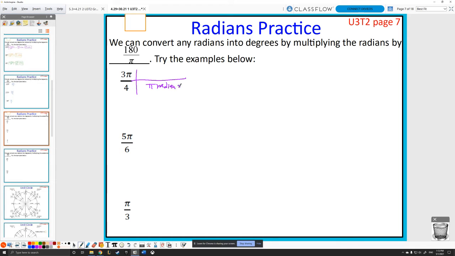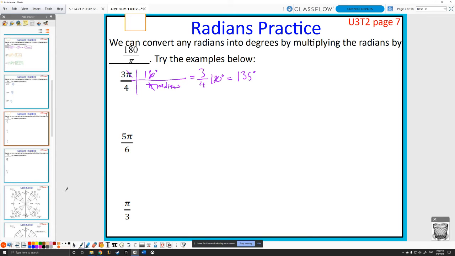Now, they didn't write radians here, but the pi tells us. So the pi will cancel out, and that's another reason why we want to leave the pi in there as much as possible, because it will cancel out. When we convert to degrees, it's a nice conversion. So what I'm doing is taking 3/4 of 180 degrees, which is 135 degrees.